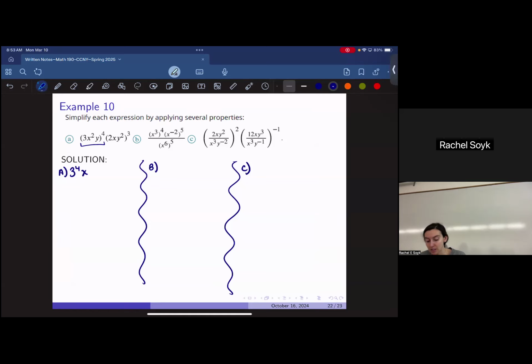That x is going to be now with what exponent? X to the 8, not 6, because it's x to the 2nd raised to the 4th, which means we multiply these exponents. So what's 2 times 4? Yeah. And then y to the 4. And now let's look at the second one. We have 2 to the 3rd, x to the 3rd, and y to the 6th, good. Now we can simplify. 3 to the 4 is 81.